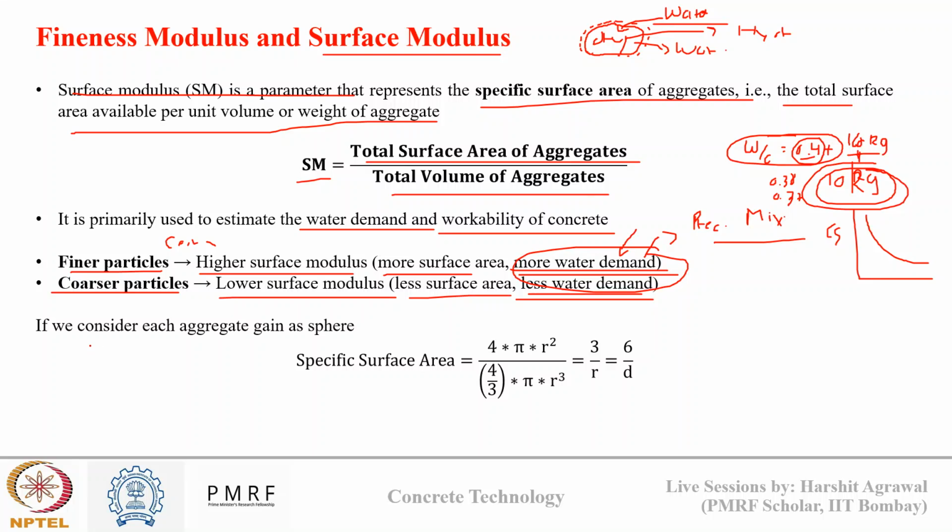Now, if we consider each aggregate grain as spherical, then specific surface area we can estimate as total surface area of aggregate, pi r square, upon total volume of aggregate, which is 4 by 3 pi r cube for a sphere. So it will be nothing but 6 upon diameter of aggregate.